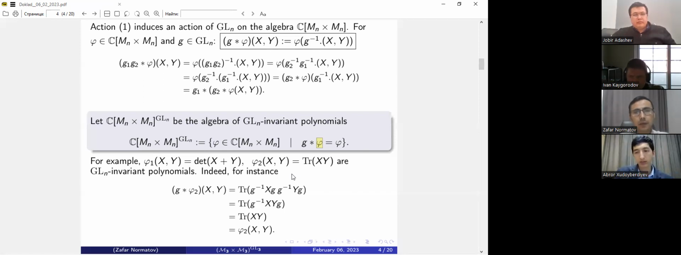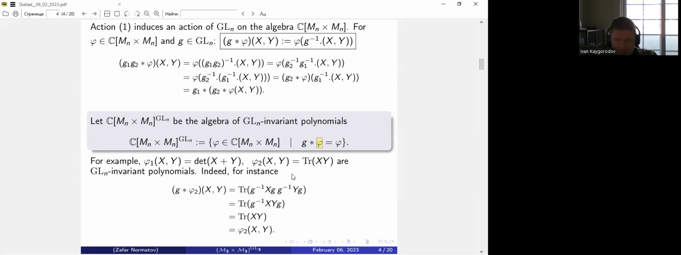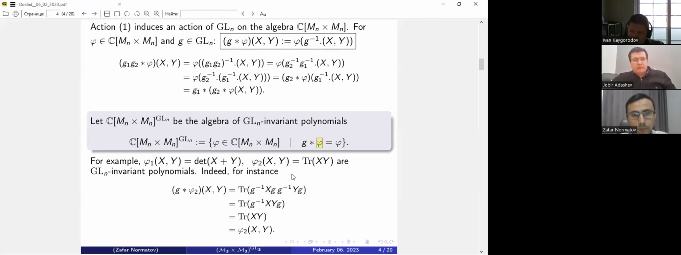Actually, for the algebra of GL invariant polynomials, the elements consist of all determinant and trace functions. Yeah, but for example, if you have a three-dimensional Leibniz algebra, is it possible to construct the coordinate ring of this three-dimensional Leibniz algebra? Or no?